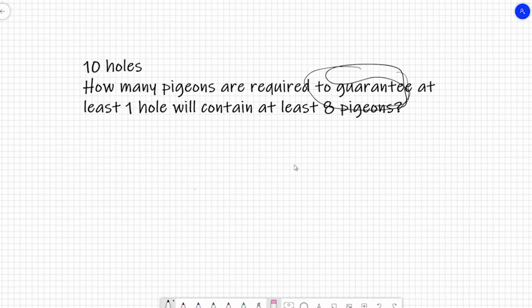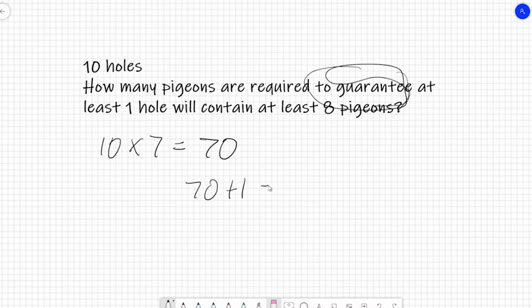Now, what's the worst case scenario? The worst case scenario is the pigeons come in and they fill up the 10 holes, but end up with only 7 per hole. So 10 times 7 equals 70 pigeons. Of course, it's possible that 70 pigeons can satisfy this condition. But in the worst case scenario, if all 70 pigeons get distributed evenly, this condition will not be met. And the only way to meet this condition is to add an extra pigeon.